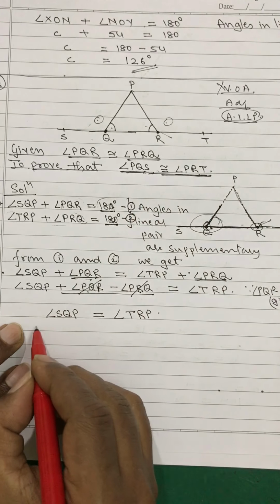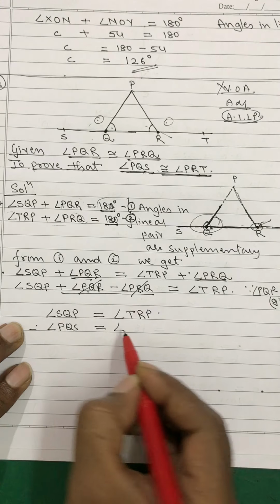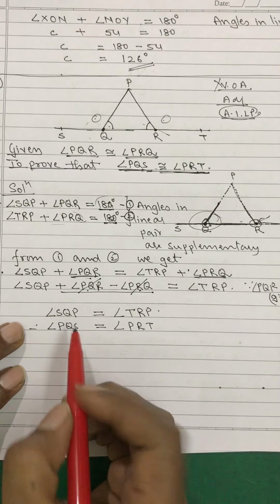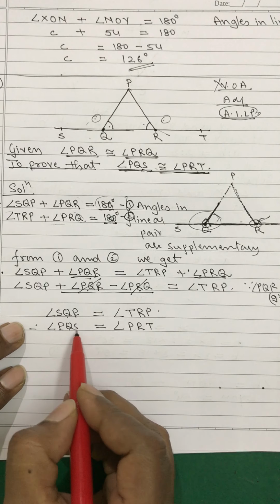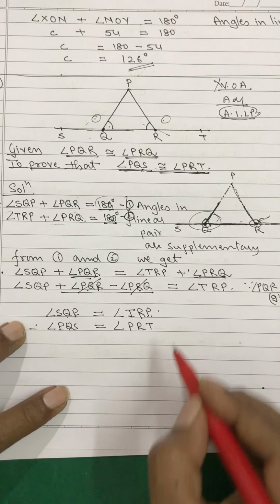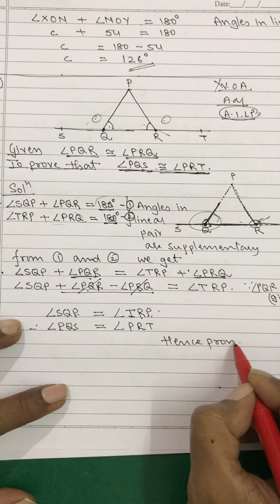SQP and PQS are the same, therefore angle PQS is equal to angle PRT, the same it is. As long as Q is in the middle of PS, it is the same angle. As long as R is in the middle of TP, they are the same angles. Hence, proved.